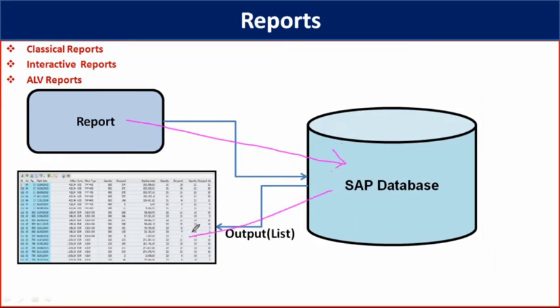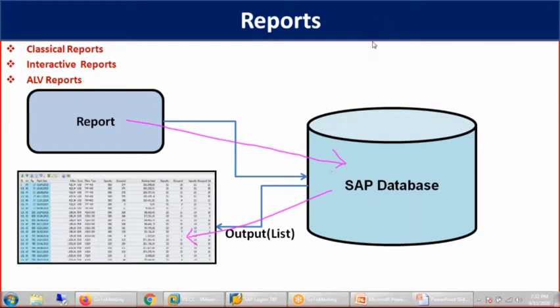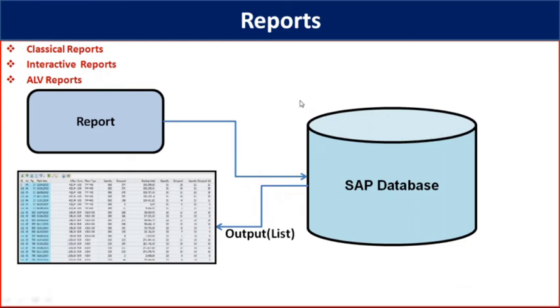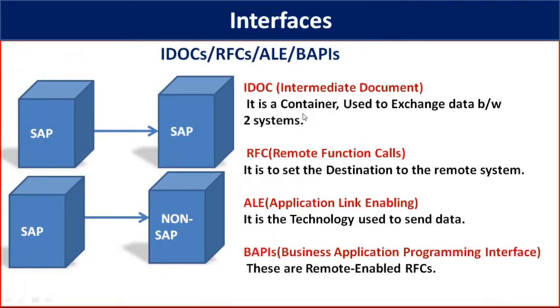So this is the way it will come, just what we saw in the report. In reports you find classical, interactive, ALV; all these things we'll discuss later. Then interfaces are nothing but IDocs, RFC, ALE, BAPI. These are cross applications, technologies used to send data from one system to another system.